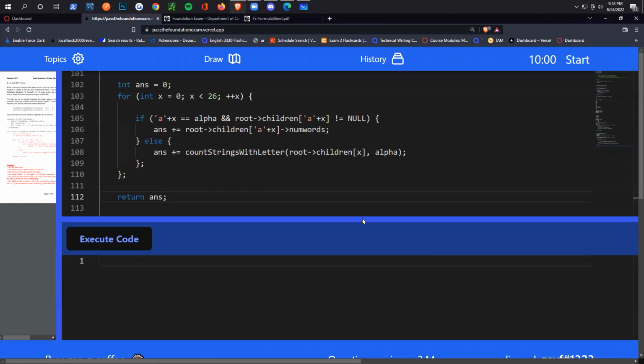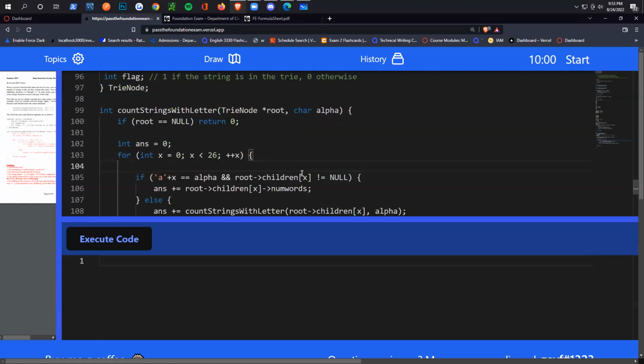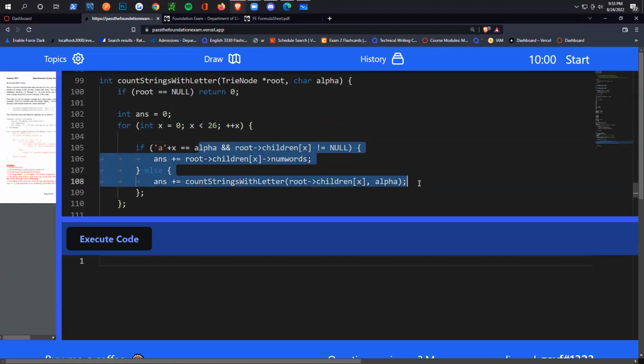For the root dash children, why is it the character A plus X? Wouldn't that make it not in the index? Oh yeah, my bad. There we go. So this is the correct answer. My bad on that.